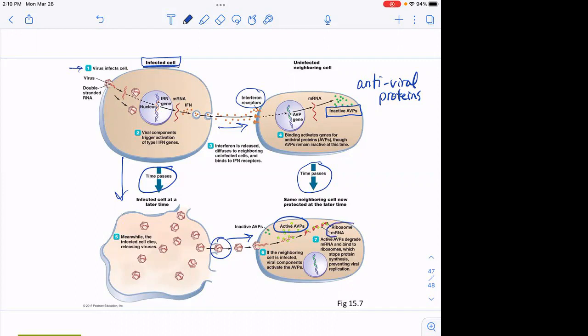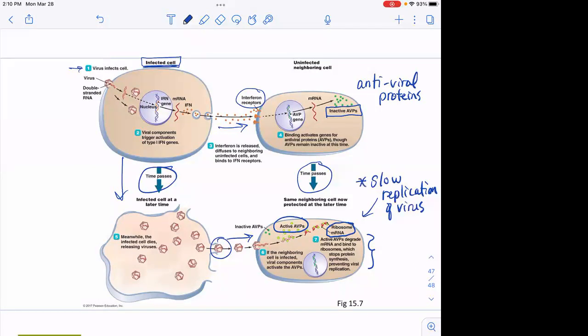So this messenger RNA, they're binding to that RNA and helping to degrade it, and those antiviral proteins also bind to the host ribosomes so that no new proteins can be translated. So you would think that would be bad for this cell if it couldn't make proteins, but it can survive for 3 or 4 days without making any new proteins. And that's going to serve to slow the replication of the virus.